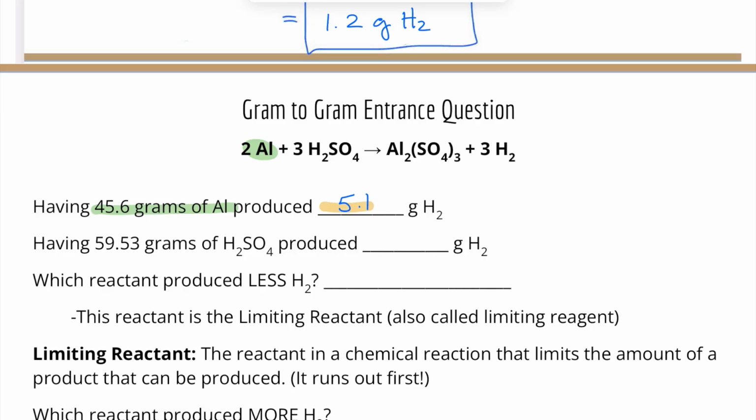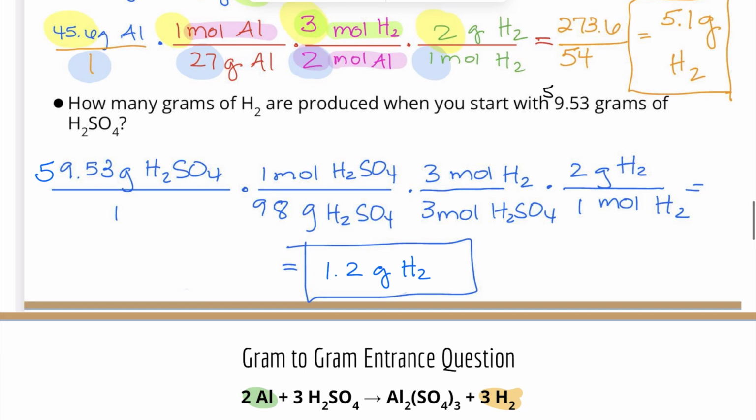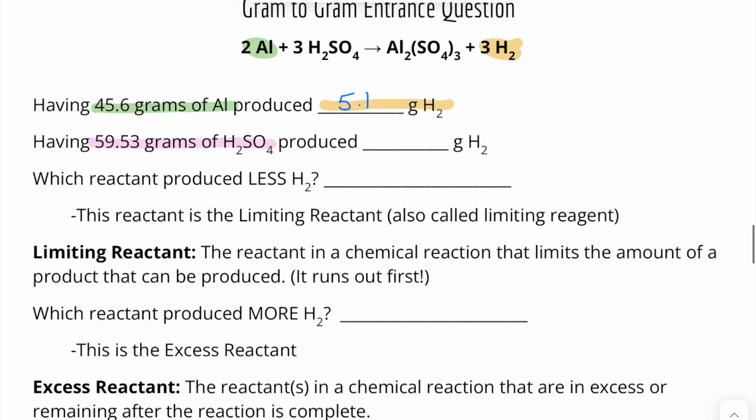Again, looking for those grams of hydrogen. For our 59.53 grams of H2SO4, that is our calculation here, that produced 1.2 grams of hydrogen. And so as we look at comparing these values, we started with our two reactants. We started with an aluminum amount and an H2SO4 amount, and looked at what each of those produced for one of our products.